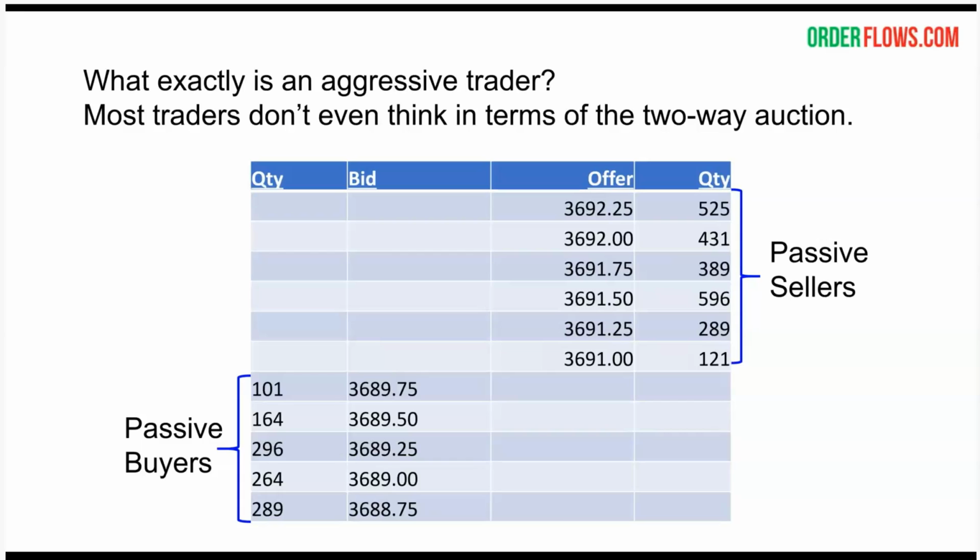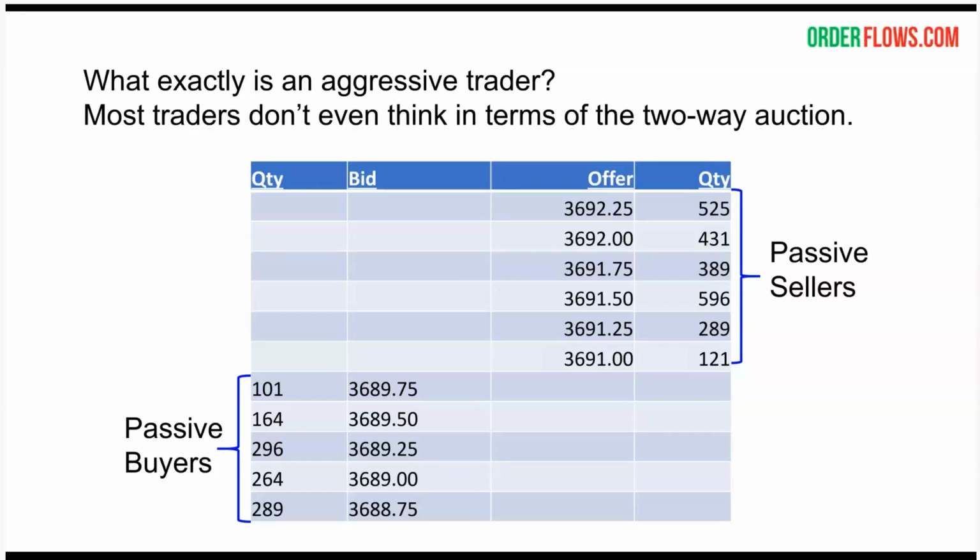This is a picture of a trading DOM. And you see there's bids and there's offers. There's the best bid, the best offer. Markets trade in a two-way auction. A lot of traders don't even think in terms of two-way auctions. You just think of, well, the price the market traded at, 36.91.